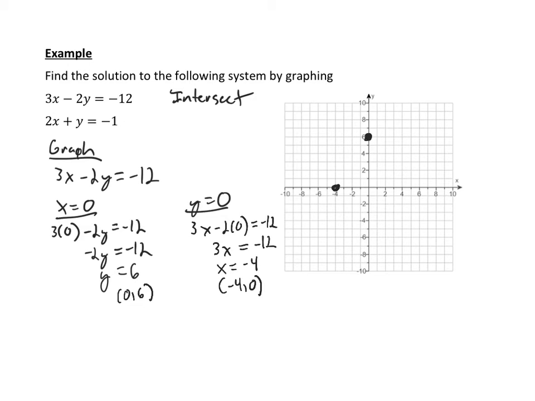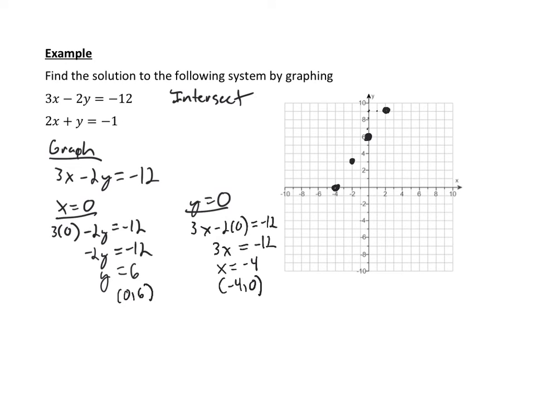Now if you notice, to get from negative 4 to 6, I could pick another middle point. Let's pick one here. And what you'll notice is you're rising 3 and running 2. You want to make several points because remember, you're looking for where these two graphs intersect. So rise 3, run 2.